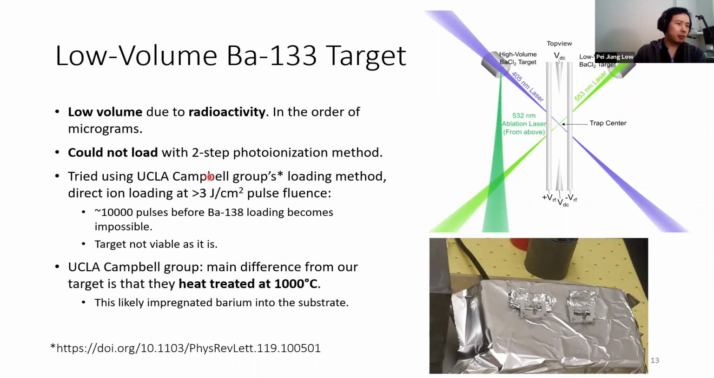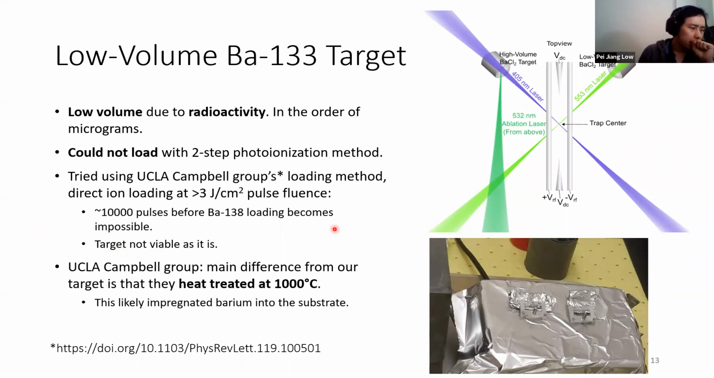And what we find is that, okay, we can trap the barium 138, but the loading efficiency is pretty low. And after about 10,000 pulses, we could not trap anymore. And unlike the previous target, we cannot revive the target spot at all. And we suspect that it is just depleting the target spot of the barium salt. And so the target is not viable as it is right now.